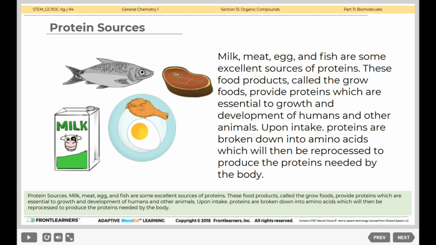Protein sources. Milk, meat, egg, and fish are some excellent sources of proteins. These food products, called growth foods, provide proteins which are essential to growth and development of humans and other animals. Upon intake, proteins are broken down into amino acids, which will then be reprocessed to produce the proteins needed by the body.